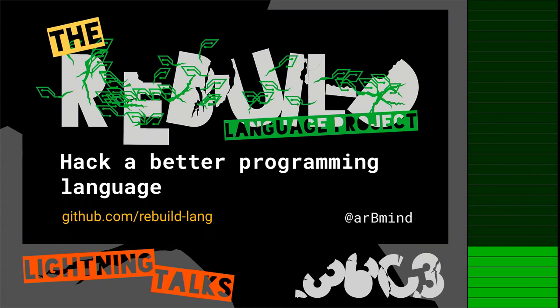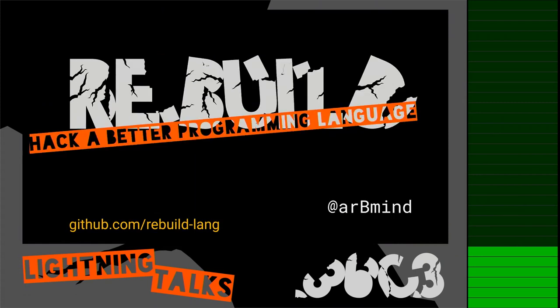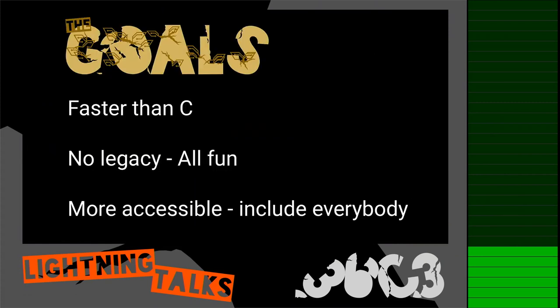So that's the Rebuild Language project. We want to hack a better programming language. So what's our goal? It has to be at least as fast as C. We want to have fun, so we skip all the legacy. And one of the major goals is we want to make it more accessible. So we want to include everybody, want to make them able to hack.